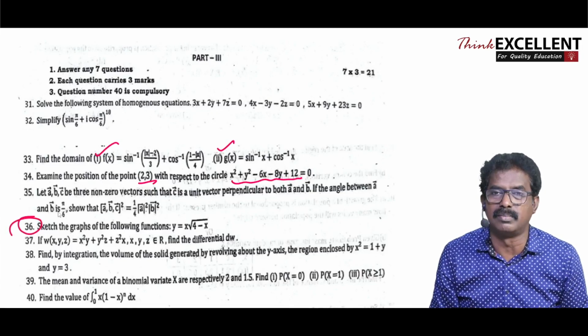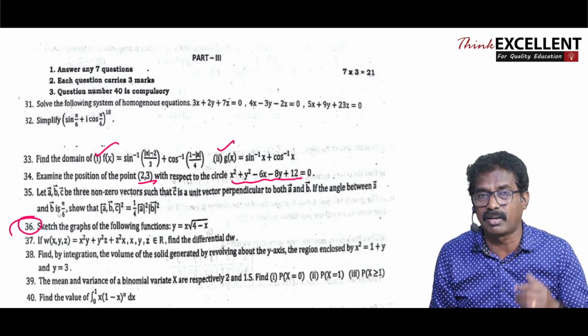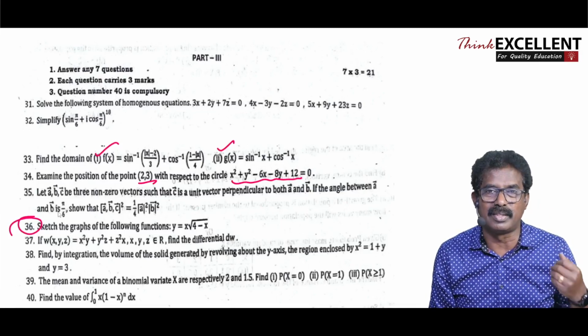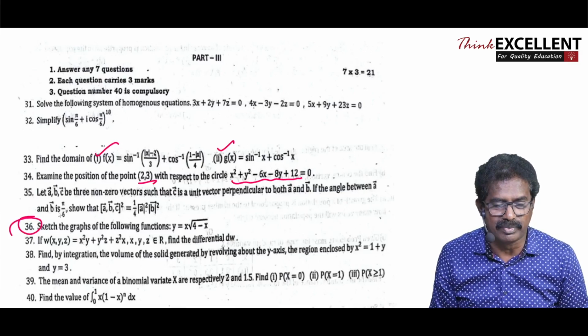Then this one. Even for 5 marks it's difficult, right? Sketch the graph. There are a lot of points you have to study: domain, intercepts, then monotonicity, concavity, asymptote. Then only you can draw the sketch of the graph. But for 2 marks or 3 marks, it's very difficult to do.